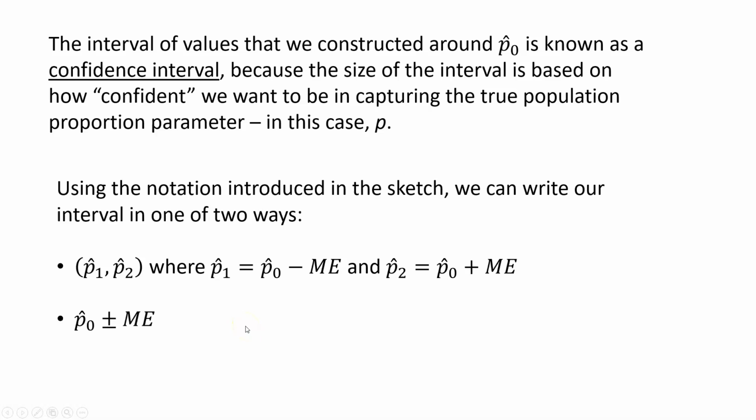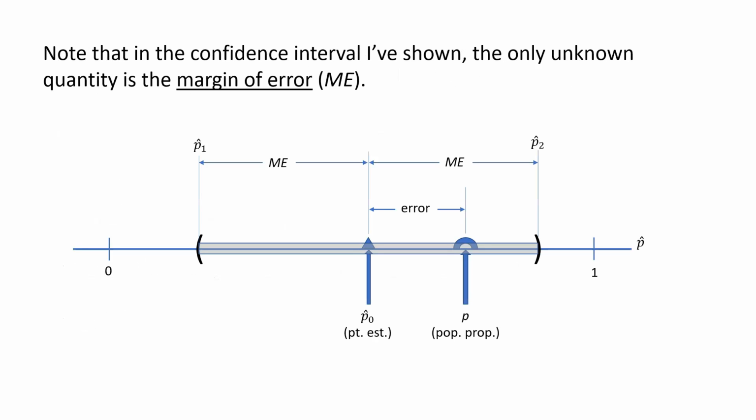And then another way of writing that interval is as p-hat subscript 0 plus and minus the margin of error. Now, note that in the confidence interval that I've shown, the only unknown quantity that we had to introduce to create the interval was the margin of error. We already knew the sample proportion value, that was our point estimate, and the confidence level gave us how large we want our margin of error to be.